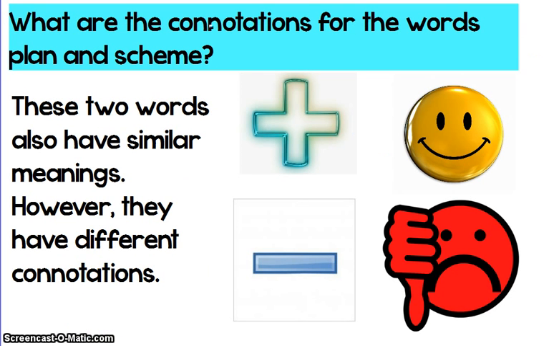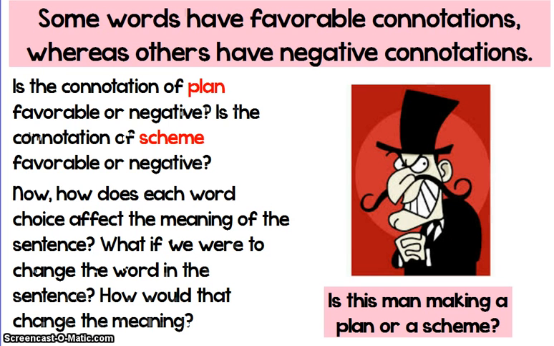We also want to think about the connotations of these two words, plan and scheme. These two words have similar meanings, but they have different connotations. Basically, when you make a plan, you are coming up with some ideas or events that you're going to do, and a scheme is the same literal meaning. Some words are going to have favorable connotations, whereas others have negative connotations. So when you look at the difference between plan or scheme, is the connotation of plan favorable or positive, or is it negative? What about scheme? Is that a positive, favorable word, or is it negative?